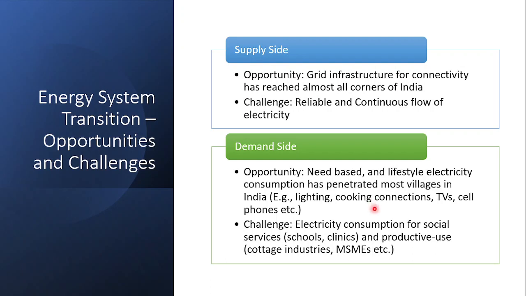All right. Now the challenge here is to provide electricity for social services, schools, clinics, maybe street lighting. And productive use. This is very important. What is productive use? When you are using electricity to produce something, or to manufacture something, or to create value. For example, you have cottage industries and micro, small and medium enterprises that use electricity. Or it could also be agriculture, right? Agriculture is also a productive use. Pumping water for irrigation is also productive use.